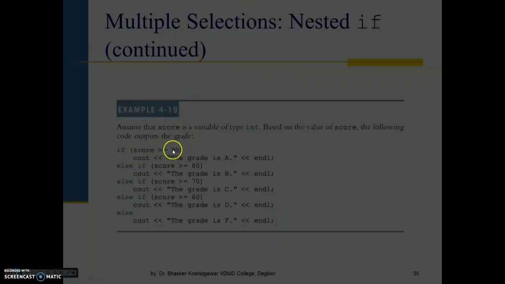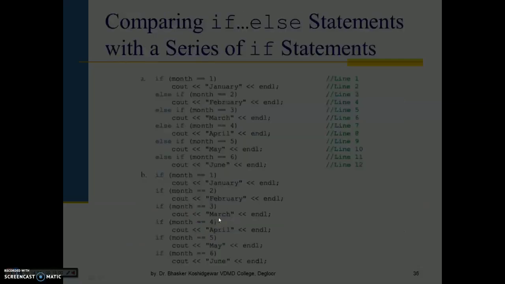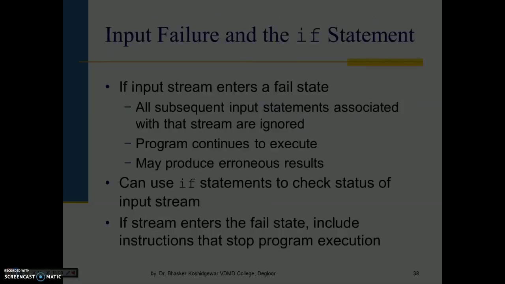If score is greater than 90, then the grade equals A. Else, if the score is greater than 80 and less than 90, the grade is B. Else, if the score is greater than 70 and less than 80, the grade is C. Else, if the score is greater than 60 and less than 70, the grade is D. Else, the score is less than 60, and the grade is F, which means fail. Okay.